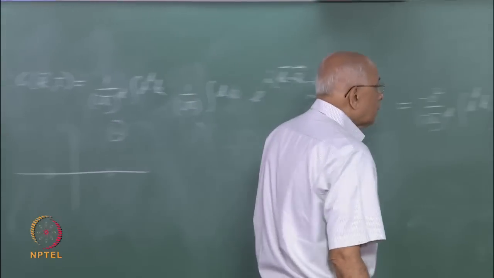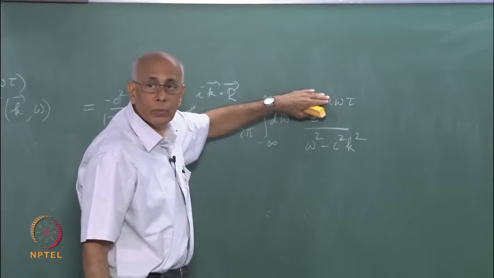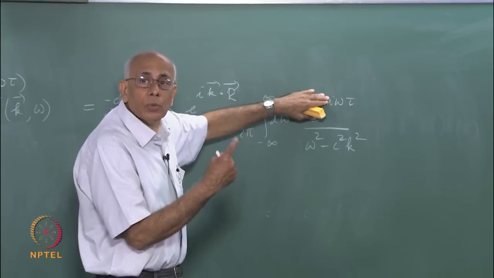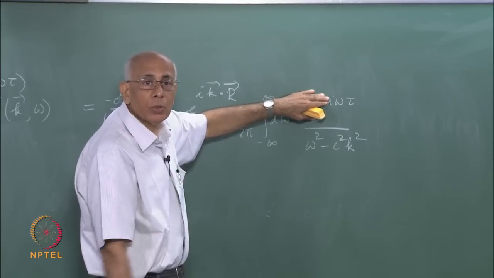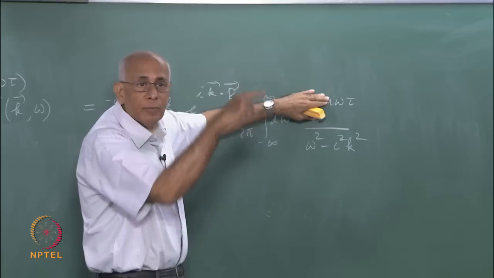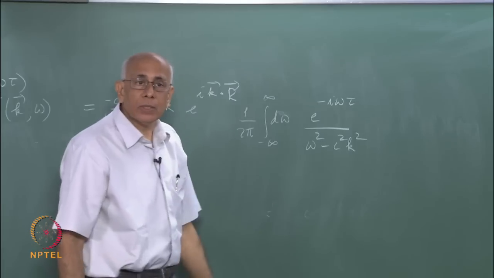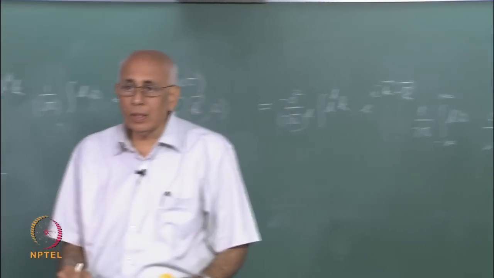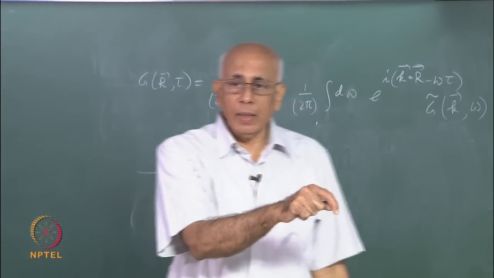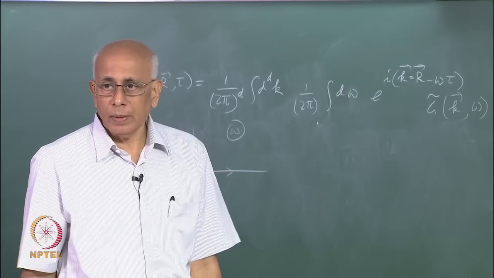Well, if tau is less than 0, this guy is negative, this minus sign goes away, and then if you close this omega, in which half plane should you close it? You close it in the upper half plane, because then that, with this I, is going to produce an extra minus sign. So it's clear that for tau less than 0, you must close in the upper half plane, and for tau greater than 0, you are compelled to close it in the lower half plane.